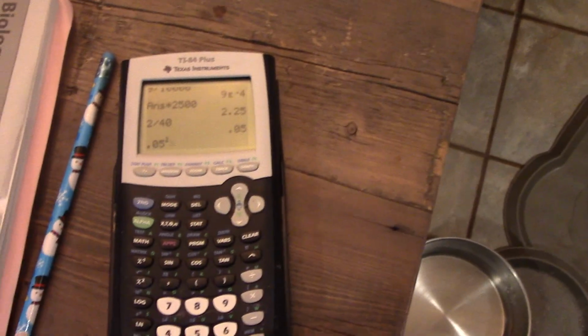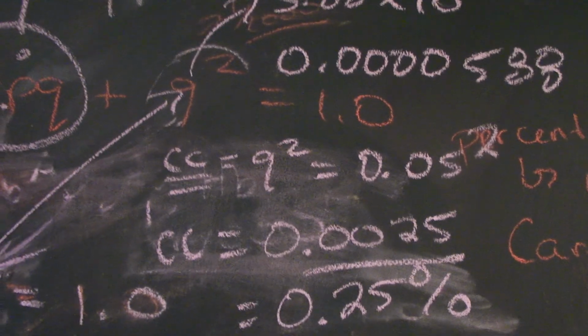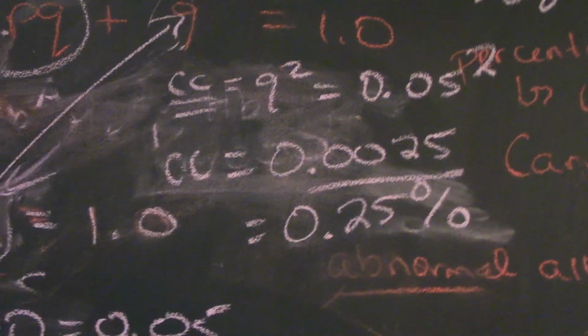So that's going to be relatively low, right? So 0.05 squared is 0.0025. Right, so 0.0025, or as a percentage, multiplied by 100, the frequency would be 0.25%. Okay, and that is how you do Hardy-Weinberg, okay?